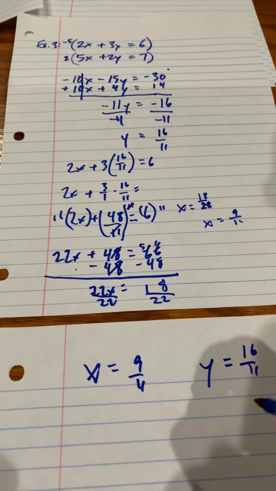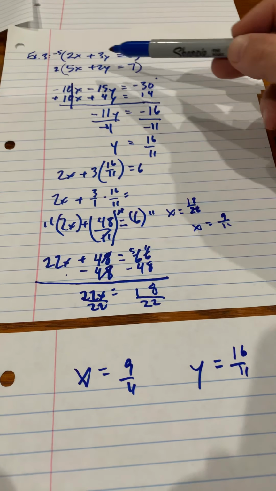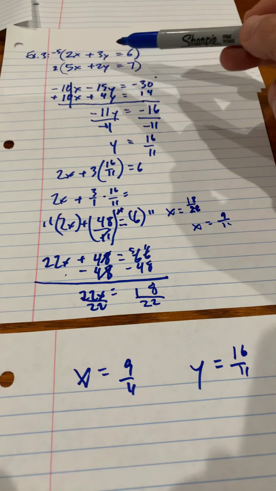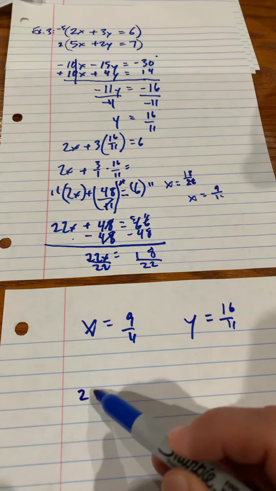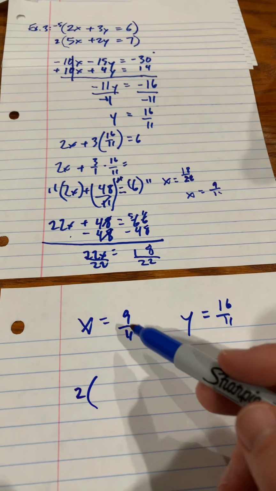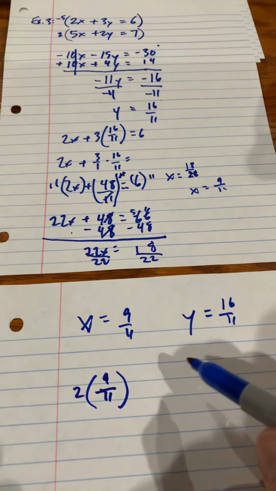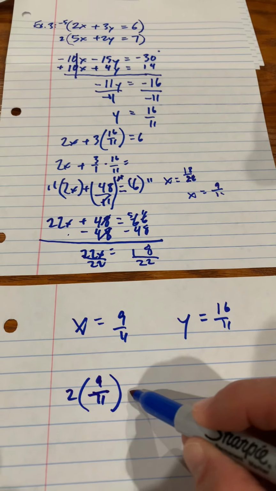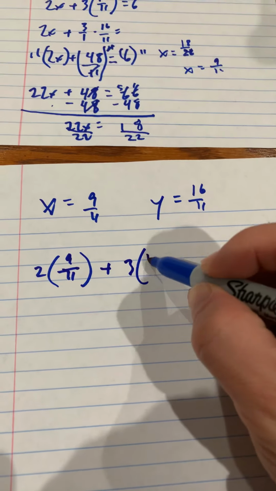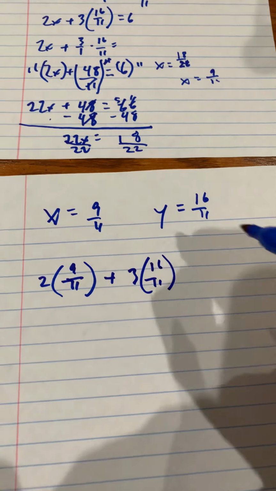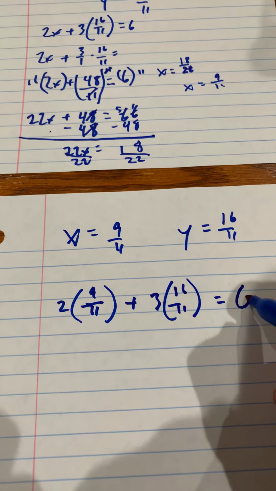And how are we going to check our work? Let's go back to the original two equations: 2x plus 3y equals 6, 5x plus 2y equals 7. All right, so let's plug into that top equation. We're going to go 2 times x, so what's x? 9 over 11, plus 3 times 16 over 11, and should equal 6.